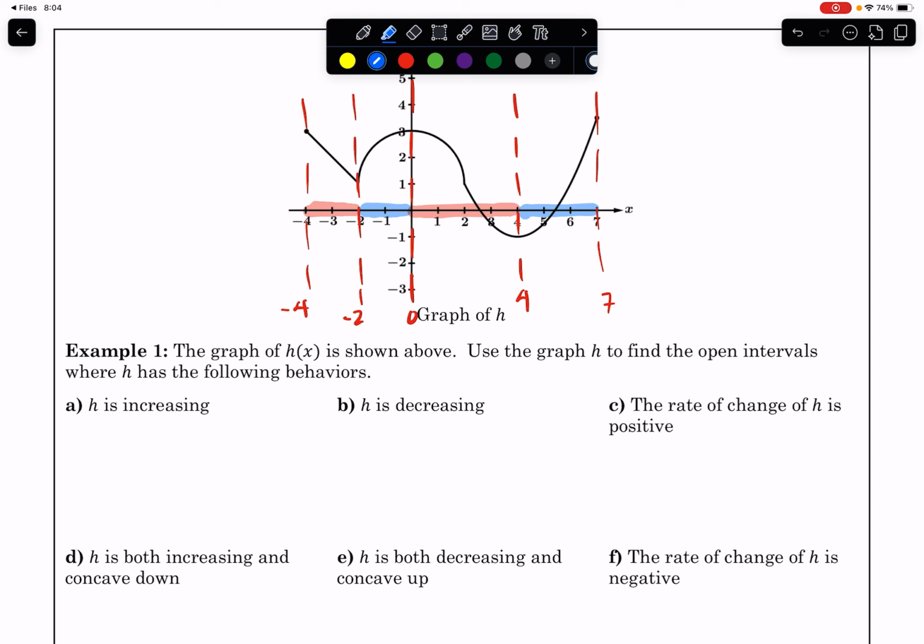So in which interval is our function increasing? Well, that's going to be in the blue sections where the graph is going up. So it's increasing in the interval from -2 all the way to 0. So in this section from -2 to 0. And it's also increasing from 4 to 7.